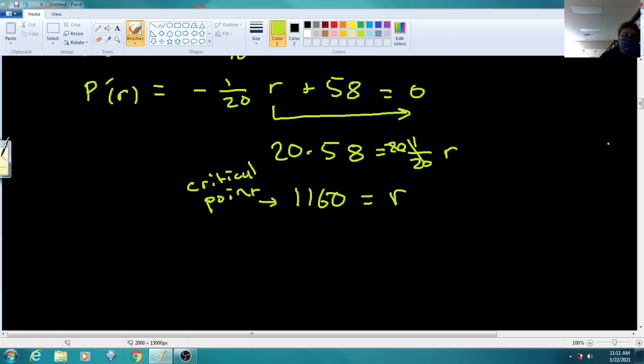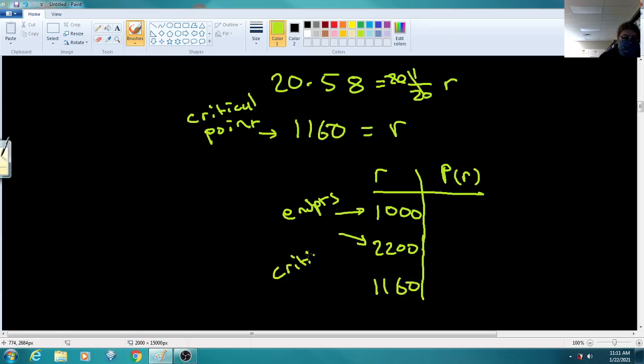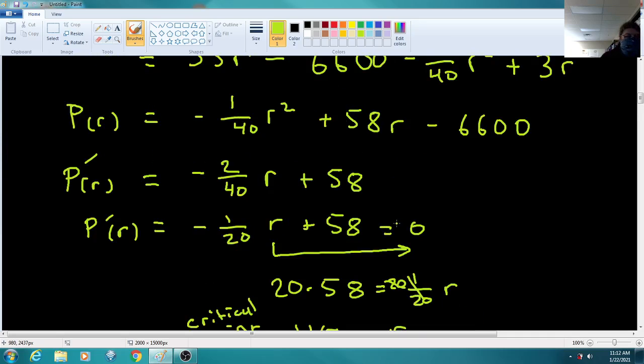So we have 3 rent values to check our profit function against. We have $1,000. We had $2,200. These were endpoints of our interval. And we have 1160, which is a critical point. And now we need to plug them into the profit function and see who maximizes profit. And then we'll know what rent maximizes profit.